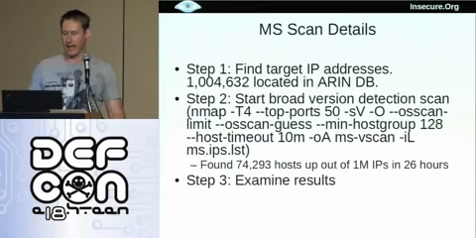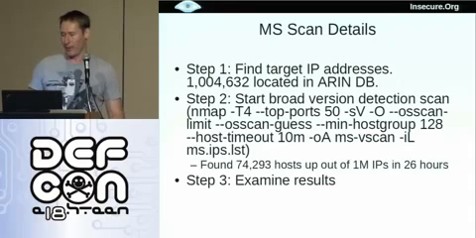So I designed a scan. Step one was finding the target IP addresses allocated to Microsoft. And I used typical things, you know, look up the ARIN database to find allocations. And eventually I found more than 1 million of them and decided to scan them all.